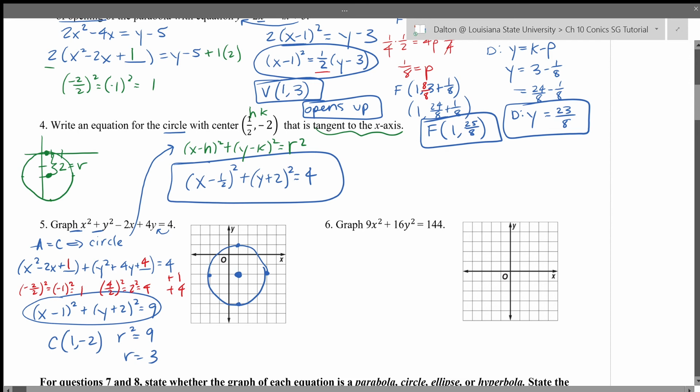Okay, number 6, graph 9x squared plus 16y squared equals 144. Again, in order to even know what graph this is going to make, we need to look at a and c, which are the coefficients for x squared and y squared. The coefficient for x squared is 9, the coefficient for y squared is 16. So they're not equal, so this is not a circle. This is the scenario where a is not equal to c and both are positive. So that implies that this equation stands for an ellipse.